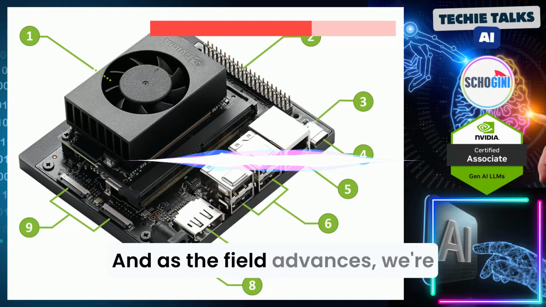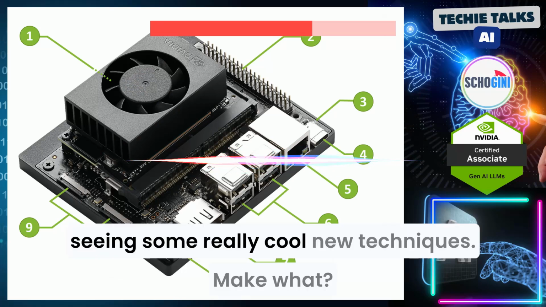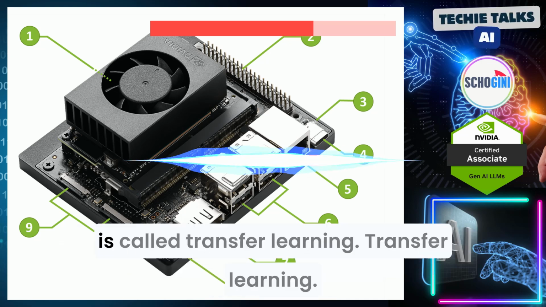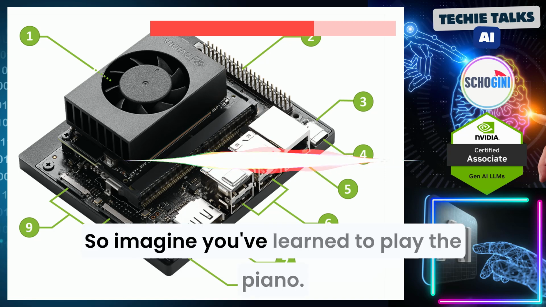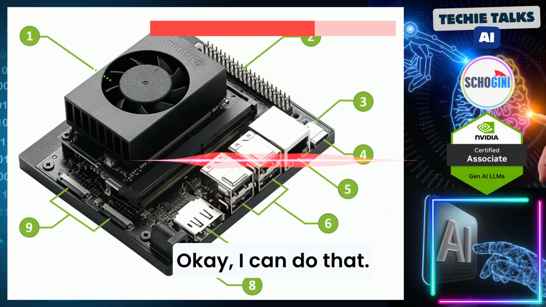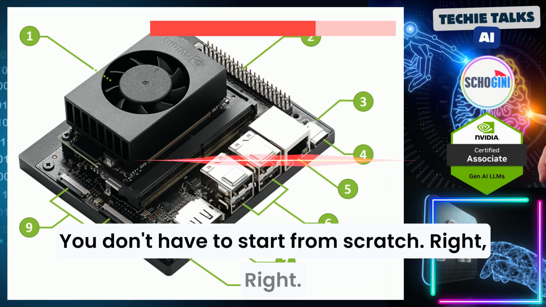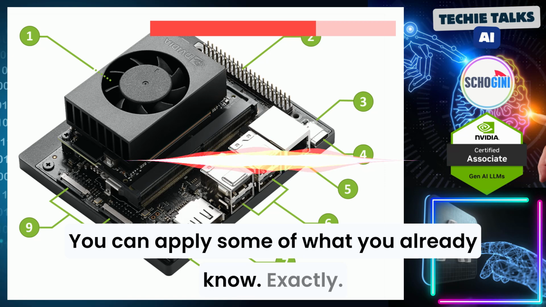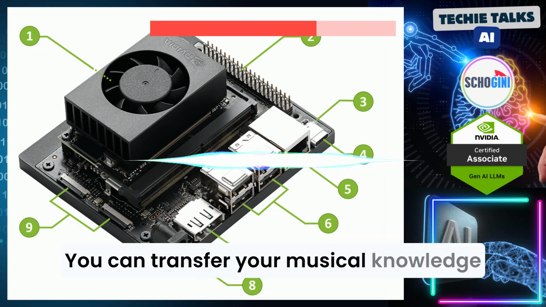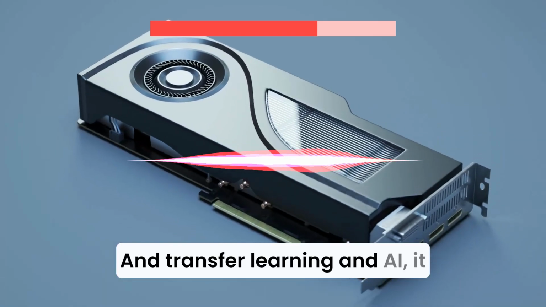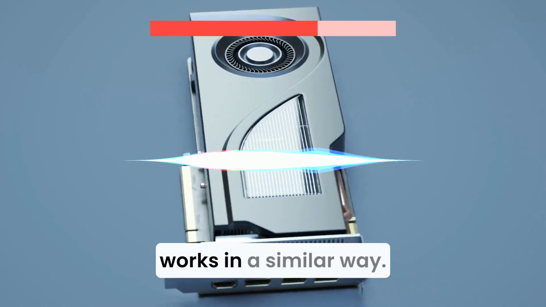And as the field advances, we're seeing some really cool new techniques for training these models more efficiently. One of these techniques is called transfer learning. I haven't heard of that one. So imagine you've learned to play the piano, and now you want to learn the guitar. You don't have to start from scratch, right? You can apply some of what you already know. You can transfer your musical knowledge from one instrument to another. And transfer learning in AI works in a similar way.